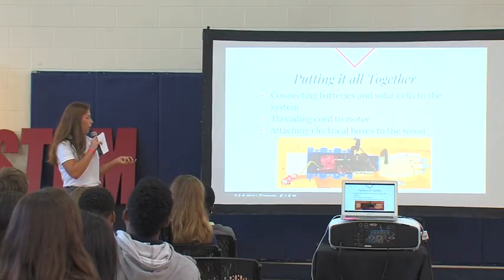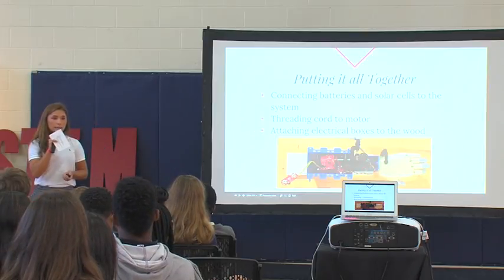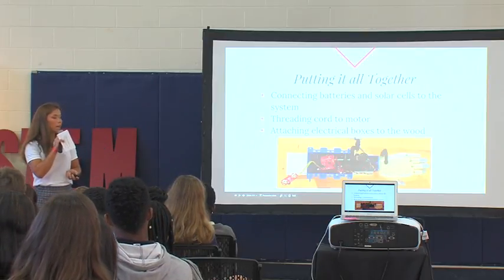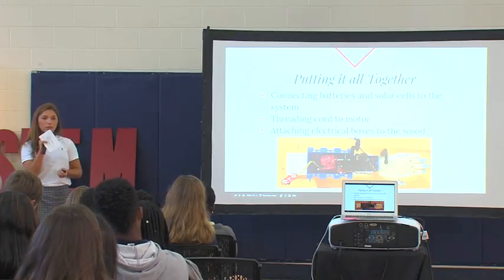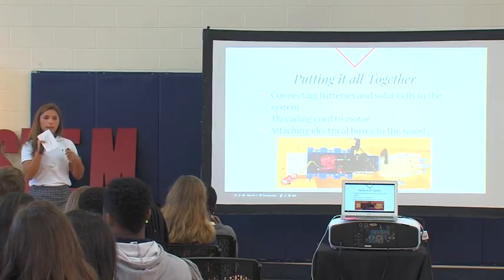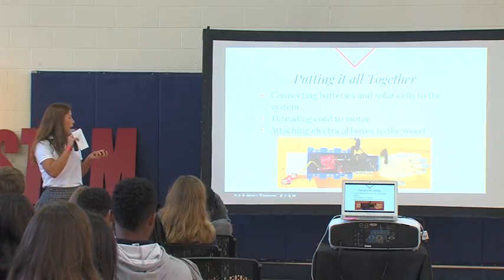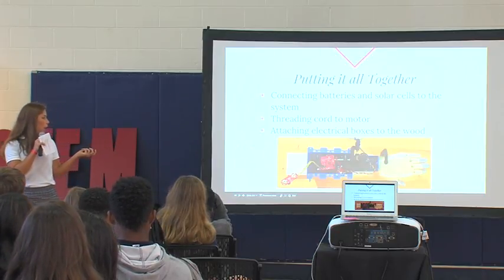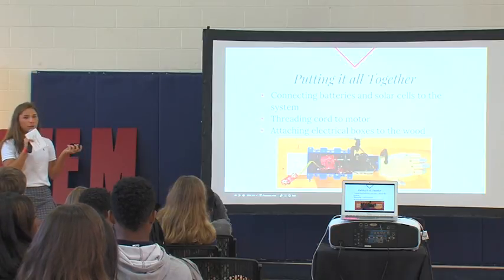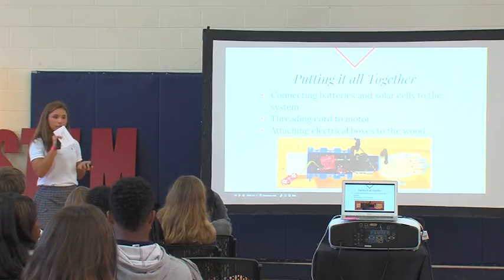This took me a little while because I needed to make the spacing perfect so that the strings were taut, so that when the motor does move, it does create tension, which will then close the hand. And then I attached all the electrical boxes to this board for rapid prototyping so that I could start testing.